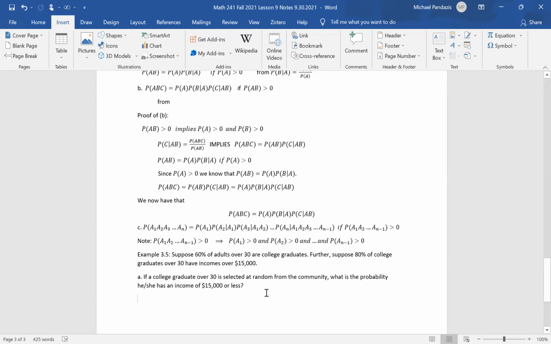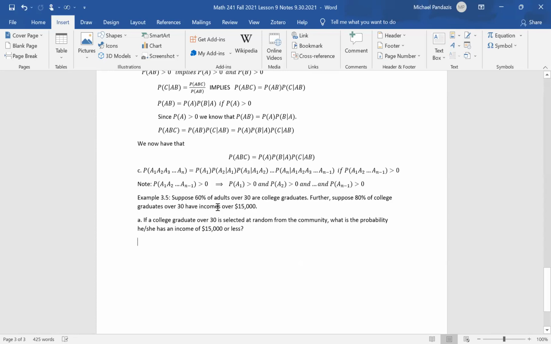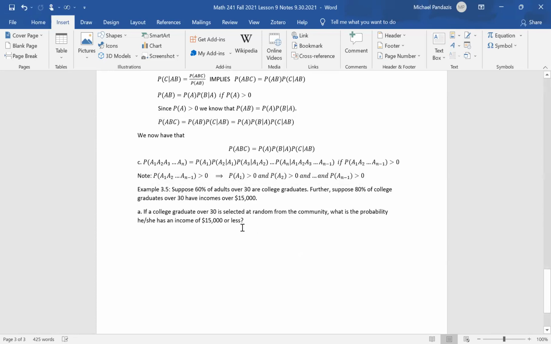Okay, so let's start from the beginning. Suppose 60% of adults over 30 are college graduates. Further, suppose 80% of college graduates over 30 have incomes over $15,000. If a college graduate over 30 is selected at random from the community, what is the probability he or she has an income of $15,000 or less?